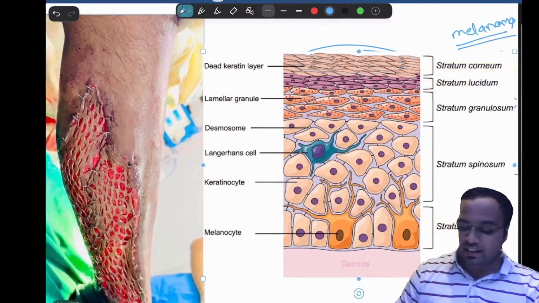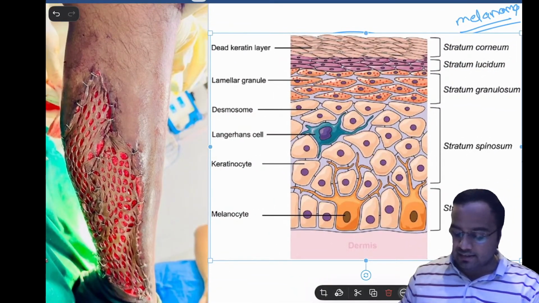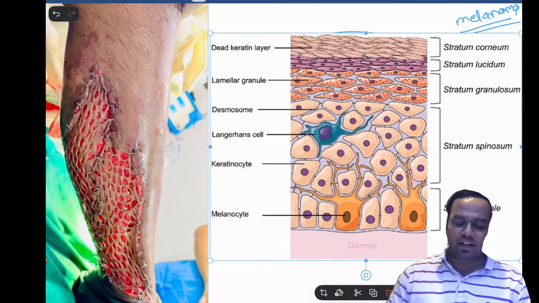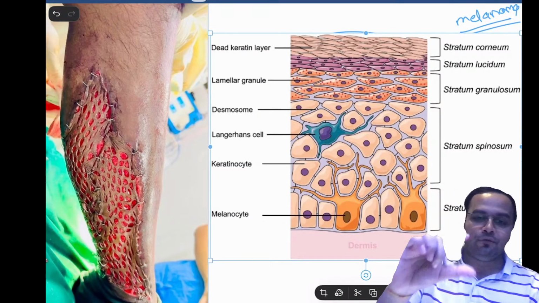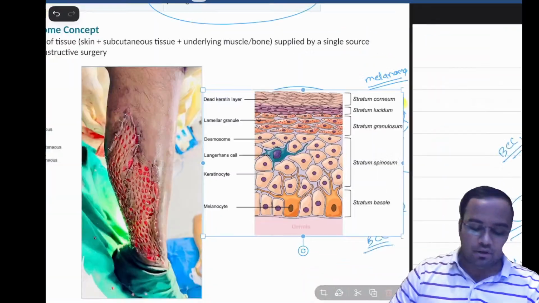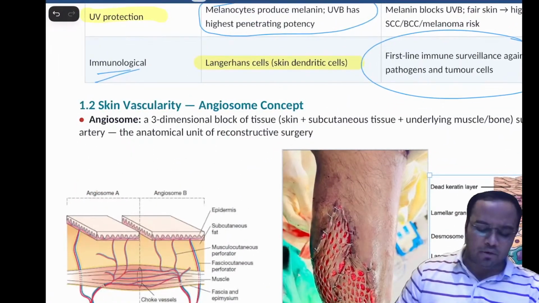So what important things did we see? The stratum basale is important because of the basal cell carcinoma. It is going to give rise to basal cell carcinoma. In the stratum granulosum, the important point is that you are going to measure the thickness of the melanoma from the granular layer. So we saw the 2 malignancies and their importance here. Now, what about the skin vascularity?